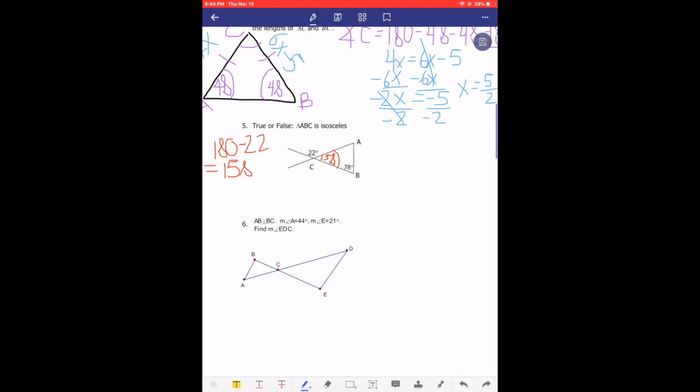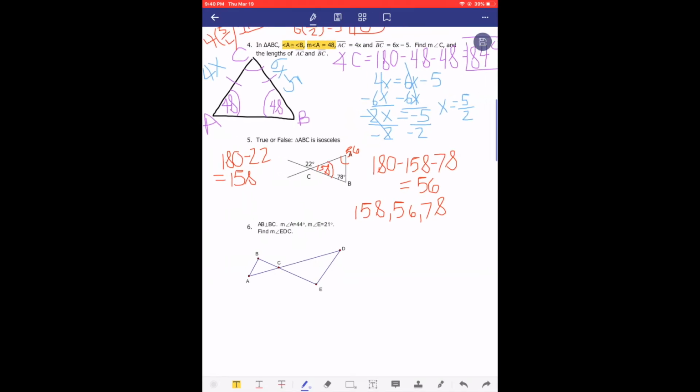So now I know two angles on my triangle. So to find that missing angle, angle A, I'm going to do 180 minus the 158 minus the 78, and I'm going to get 56 degrees. So I'm going to label that inside angle over here, 56. So all of my angles together would be 158, 56, 78. So true or false, this triangle is isosceles. That would be false because I don't have two congruent angles.